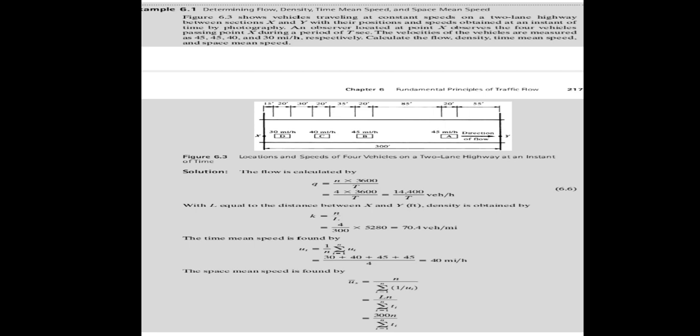So, there is an example determining flow, density, time mean speed, and space mean speed. Figure 6.3 shows vehicles traveling at constant speeds on a two-lane highway between sections X and Y, with their positions and speeds obtained at an instant of time by photography. So you can see the solutions and the process.